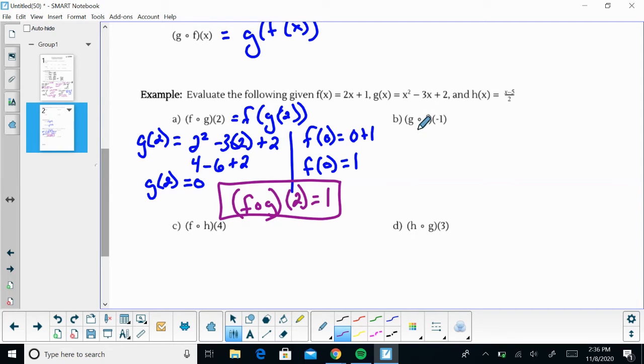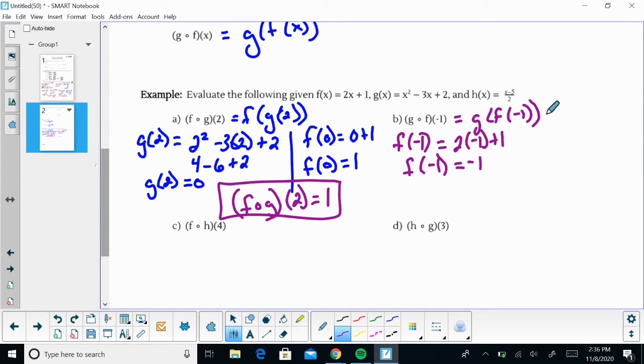Try the next one. G composite f of negative 1. This is the same thing as g of f of negative 1. So let's find f of negative 1 first. That's going to be 2 times negative 1 plus 1. 2 times negative 1 is negative 2 plus 1 would be negative 1. So f of negative 1 is negative 1. Now I need to find g of negative 1. G of negative 1 will be negative 1 squared.